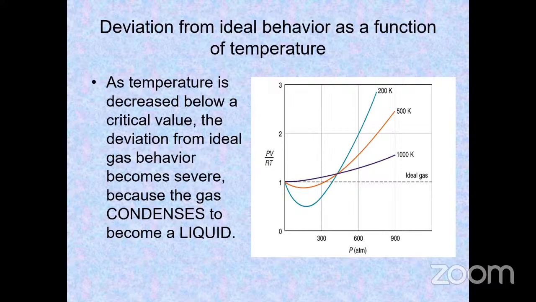You see that the one at 1000 Kelvin, very high temperature, is the one that seems closest to the ideal gas. As the temperature is decreasing, they are moving further and further away from the ideal situation. In fact, at a critical temperature, when the temperature is so low, the gas will be condensed to liquid.